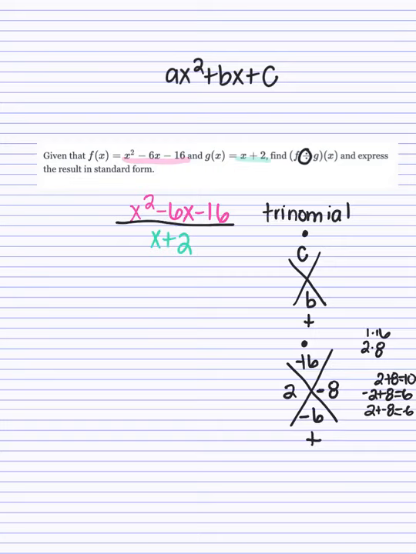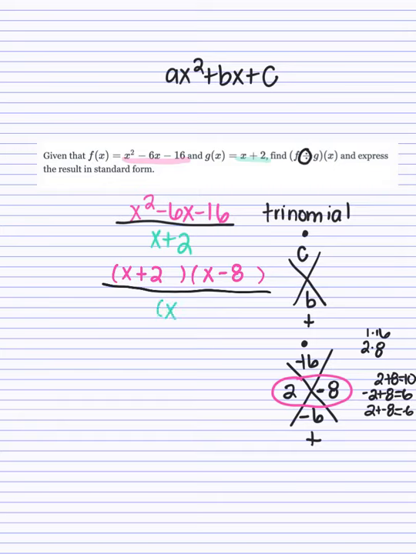So, check this out, I have 2 times negative 8 gives me negative 16. But 2 plus negative 8 gives me negative 6. So now I'm going to put these back into simplified parentheses. So in this top part, I'm going to have 2 parentheses. I'm going to have these two numbers that go in those parentheses. So that's a positive 2, so it's x plus 2. And a negative 8, so that's going to be x minus 8. And that's still going to be divided by x plus 2.